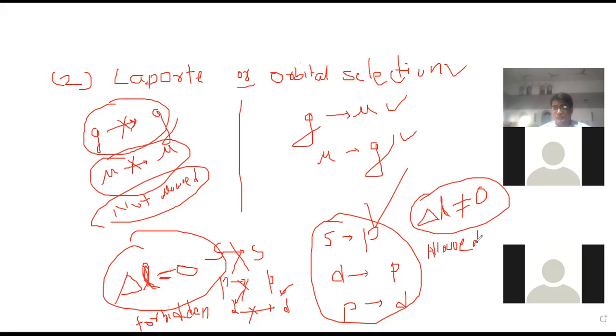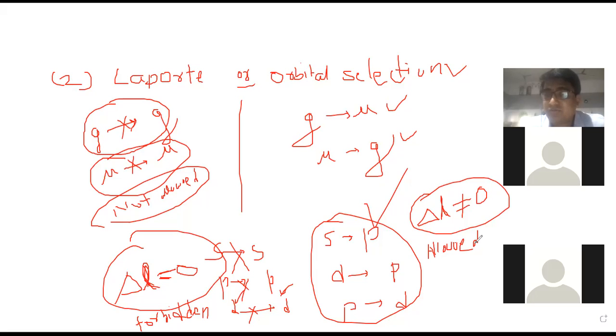So once again I am revising. The intensities of the bands in the electronic spectra are governed by certain rules which are called selection rules. A more intense band will have a high value of epsilon because there is a direct relationship between the absorbance and the epsilon. Absorbance is equal to epsilon Cl. That means absorbance is directly proportional to the epsilon value.